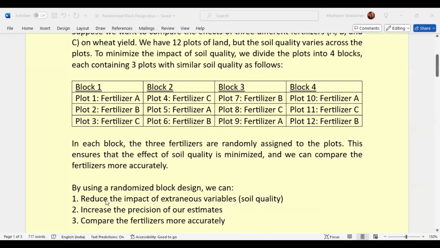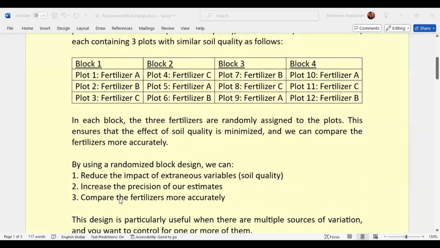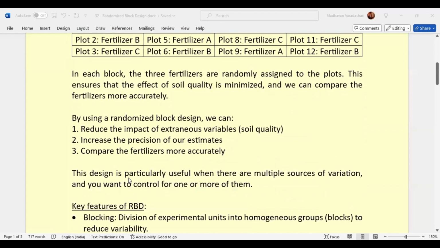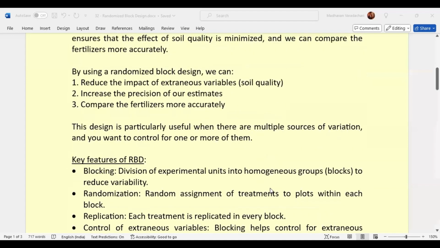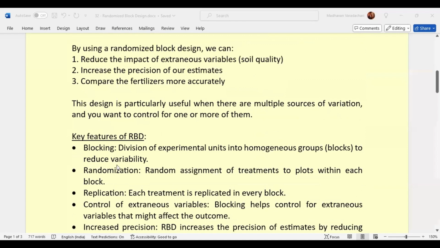By using a randomized block design, we can reduce the impact of extraneous variables, that is soil quality, increase the precision of our estimates, and compare the fertilizers more accurately. So this design is particularly useful when there are multiple sources of variation and we want to control for one or more of them. What are the key features of this design?